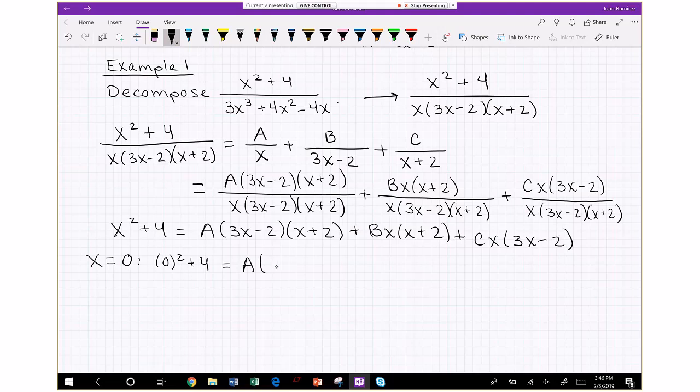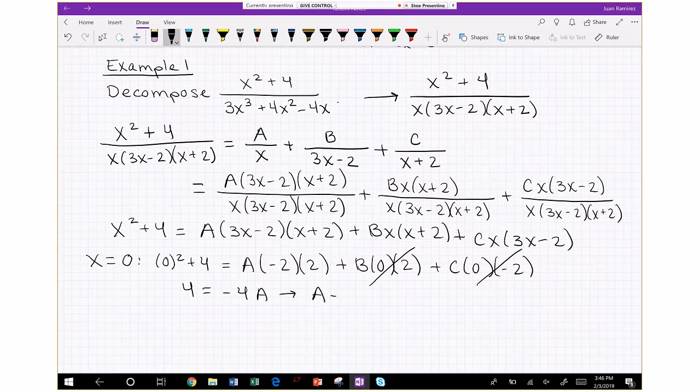Three times 0 minus 2 is negative 2. 0 plus 2 is 2. B times 0 times 2. C times 0 times negative 2. The second and third terms go to 0 because you're multiplying by 0. So you're left with 4 equal to negative 4a. Therefore, a is equal to negative 1.